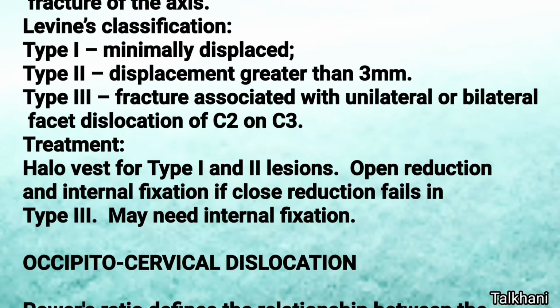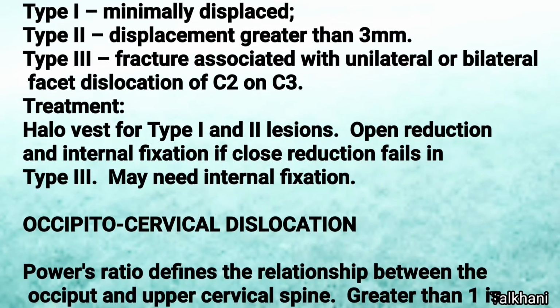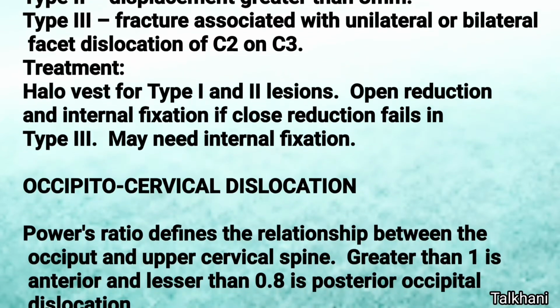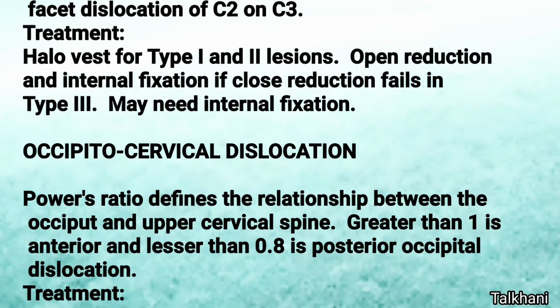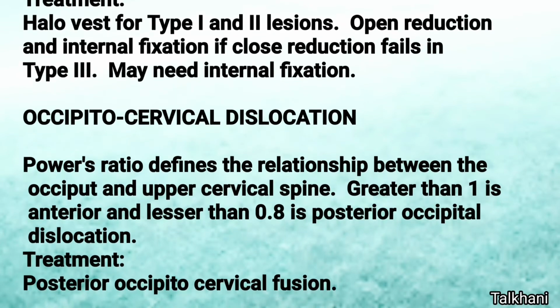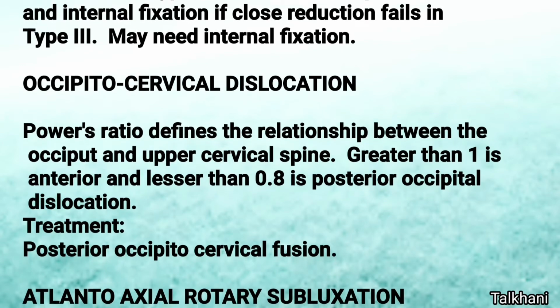Occipito-cervical dislocation. Powers ratio defines the relationship between the occiput and upper cervical spine. Greater than 1 is anterior dislocation and less than 0.8 is posterior occipital dislocation according to Powers ratio. Treatment is posterior occipito-cervical fusion.